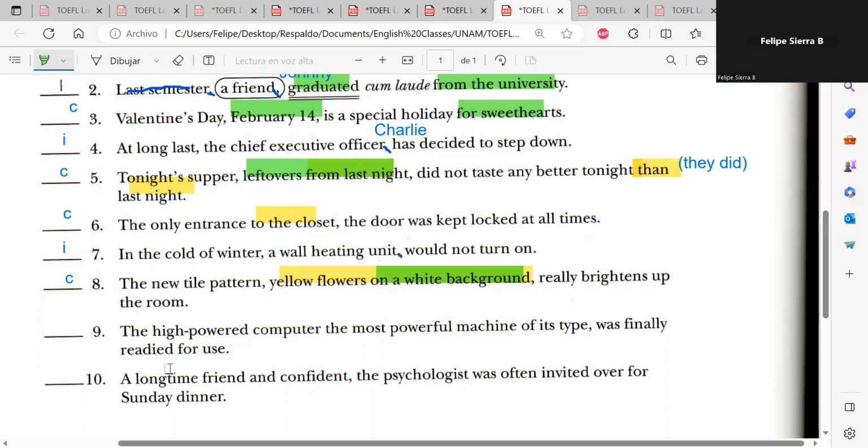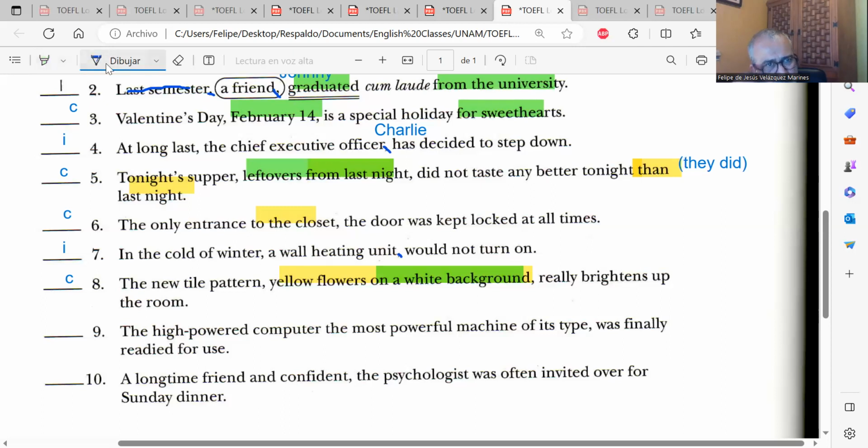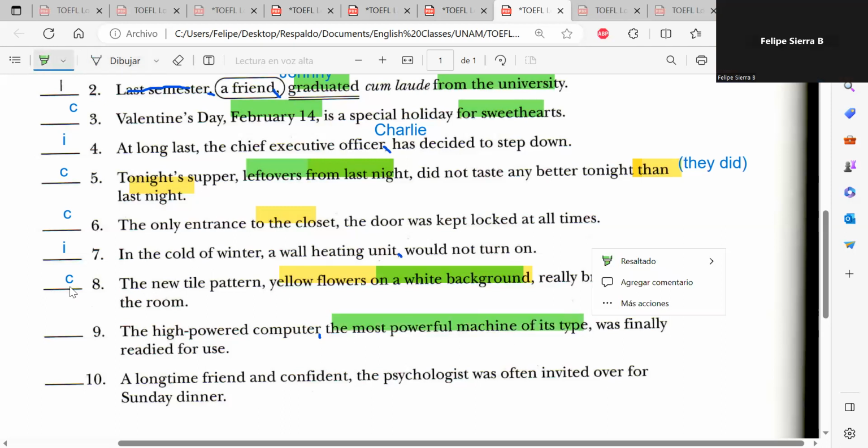The high-powered computer, the most powerful machine of its type, was finally ready for use. Well, this is incorrect. Why? Because it says the high-powered computer, there should be a comma here. The most powerful machine of its type is the appositive, and was finally ready for use. Was ready is the verb, and the complement is ready for use. This is the verb and complement.